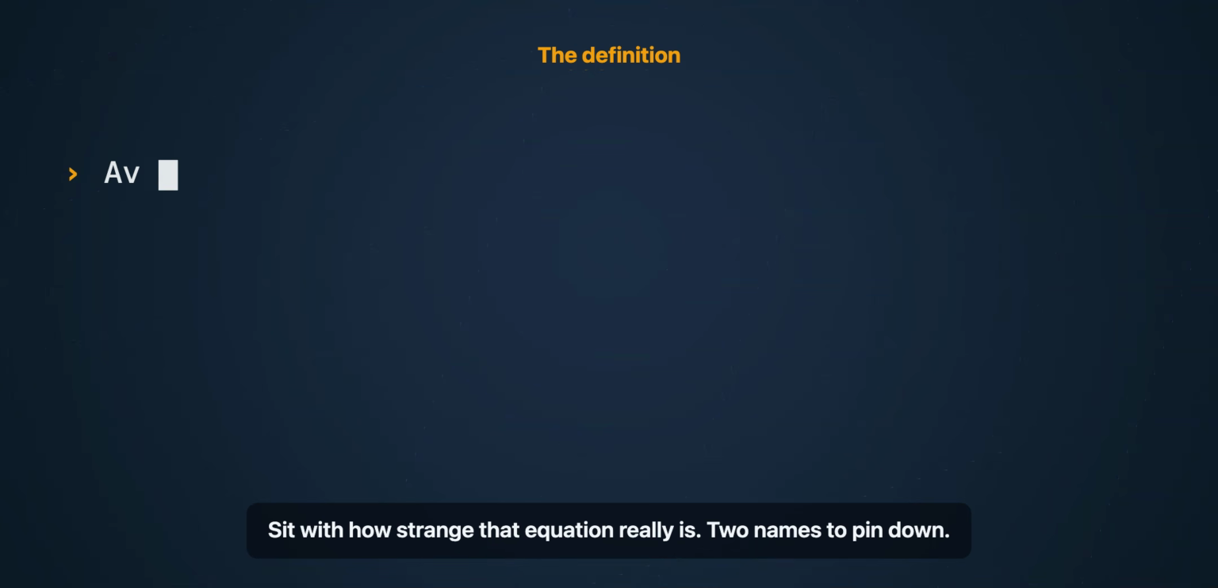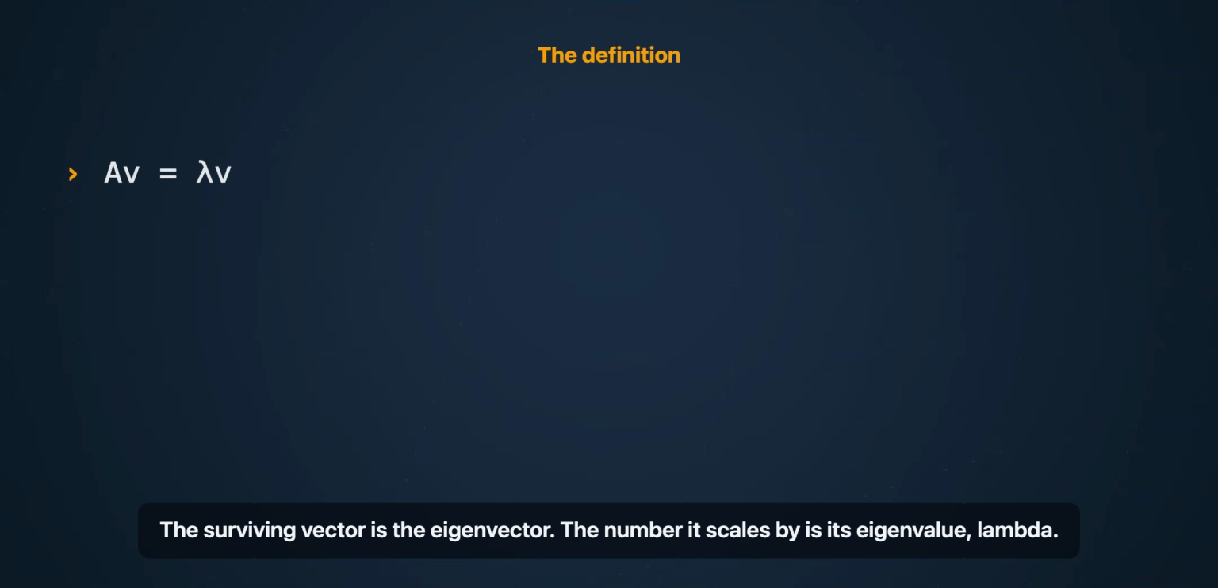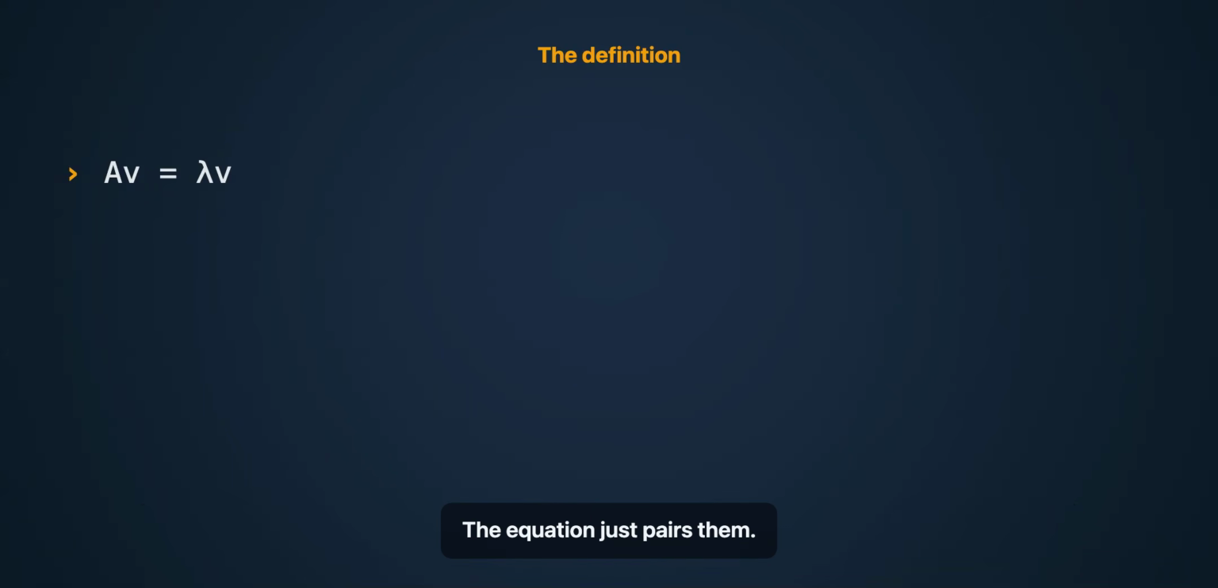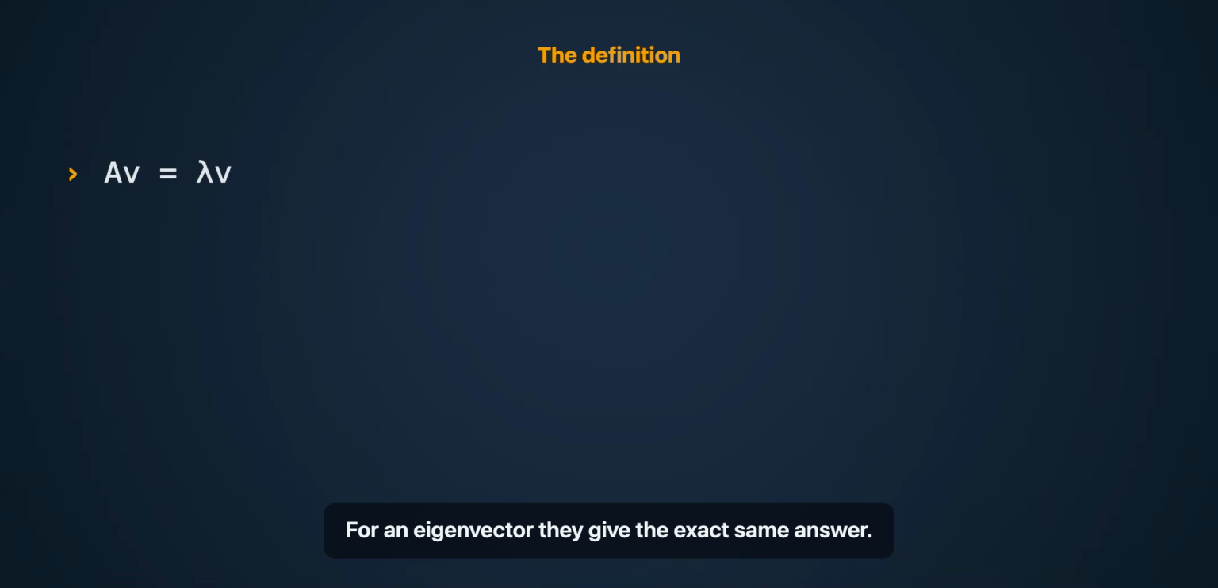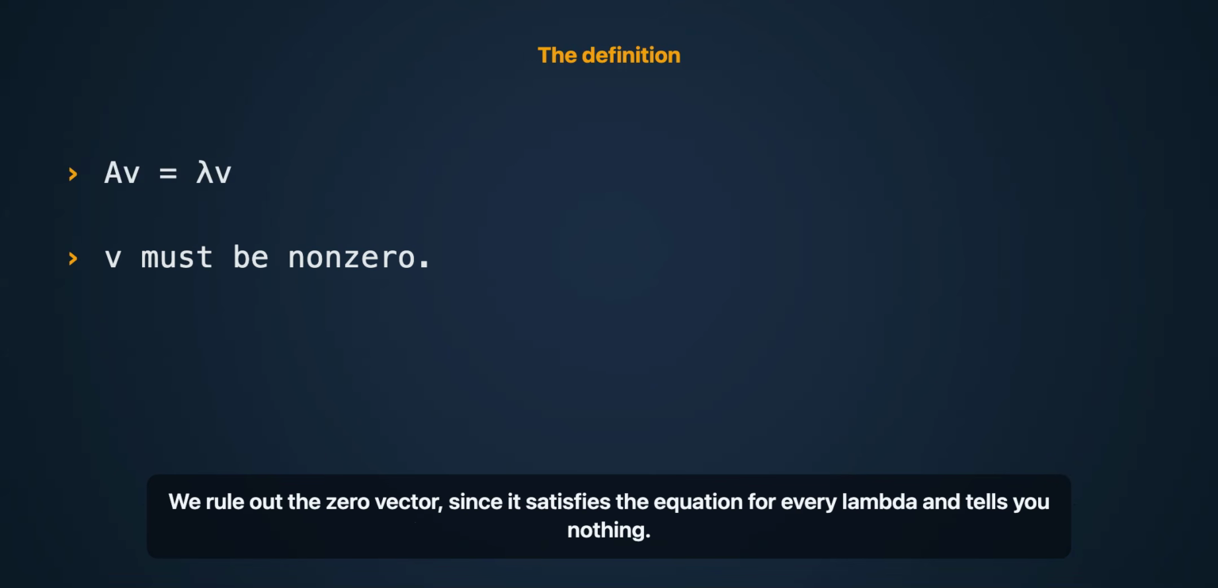Sit with how strange that equation really is. Two names to pin down. The surviving vector is the eigenvector. The number it scales by is its eigenvalue, lambda. The equation just pairs them. On the left, a full matrix multiplication. On the right, multiplying by a single number. For an eigenvector, they give the exact same answer. We rule out the zero vector since it satisfies the equation for every lambda and tells you nothing.